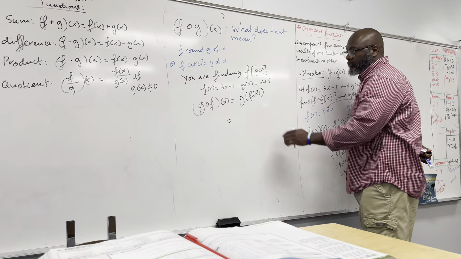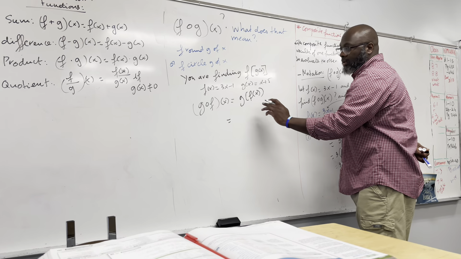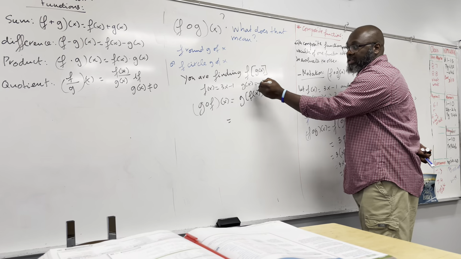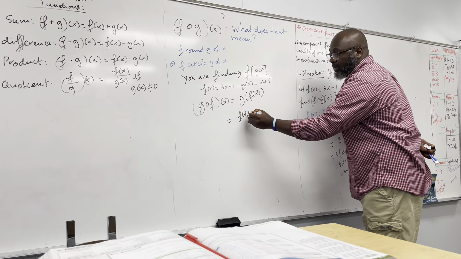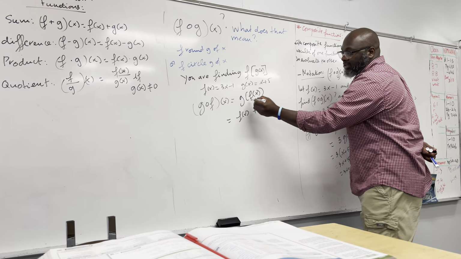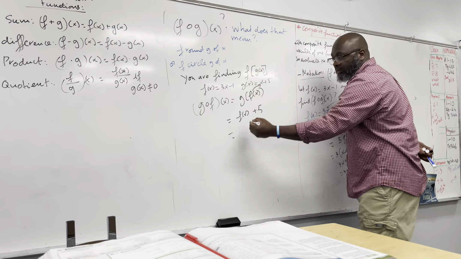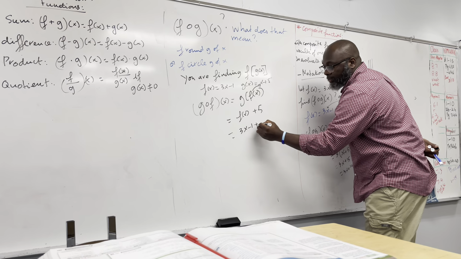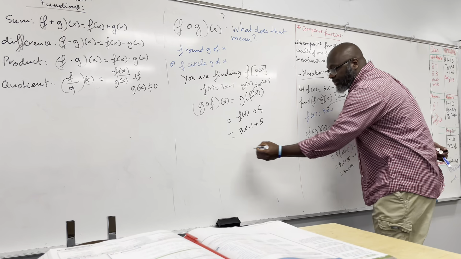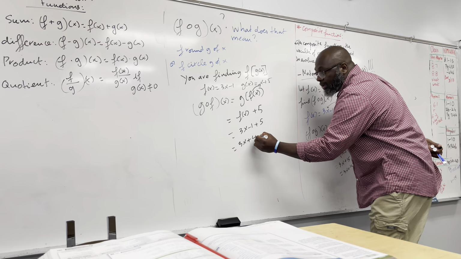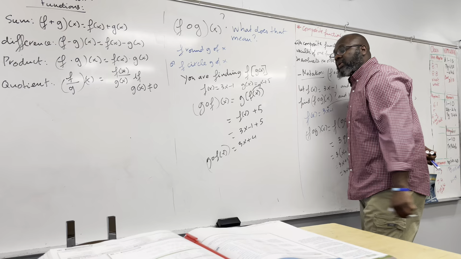You plug in, so it would be parentheses 3x minus 1 plus 5. Good. But before we do that, let's go step by step. I'm going to replace x by what? f of x. So it's going to be f of x plus 5, because all I'm doing is taking this guy and replacing it in here. And now I know what f of x is: 3x minus 1 plus 5. So that becomes 3x plus 4. So g round f of x is equal to 3x plus 4.